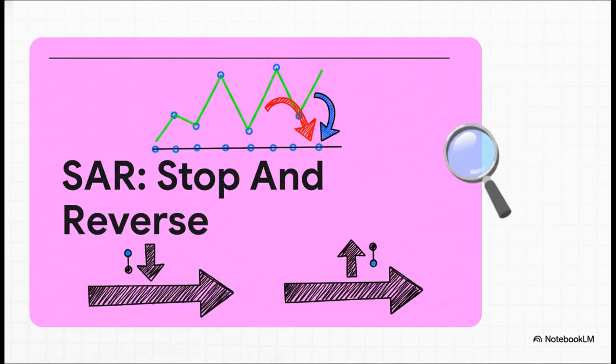The secret to the whole system is right there in the name, SAR. It just stands for stop and reverse. That's it. It prints a dot on your chart, and that dot is your trailing stop. The second the price touches that dot, you do two things. You stop the trade you're in, and you immediately reverse into a new trade in the opposite direction. That's the engine right there.